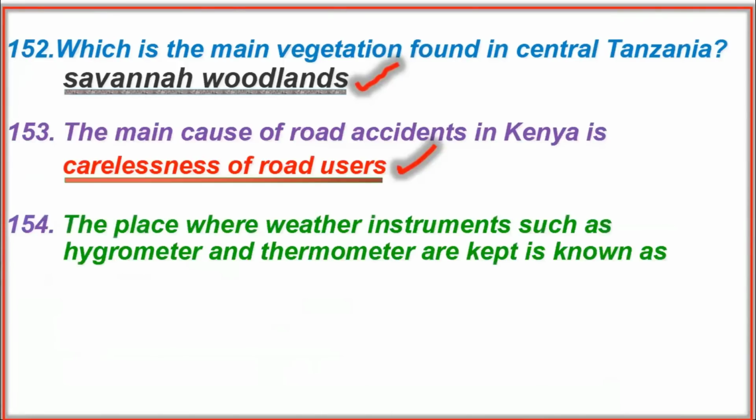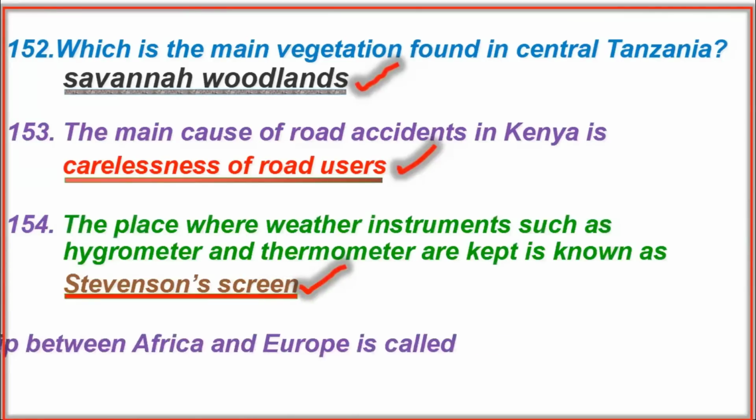Question 154. The place where weather instruments such as hygrometer and thermometer are kept is known as, remember, weather station is the place where we find weather instruments. But hygrometer and thermometer are kept in a structure called Stevenson's screen.